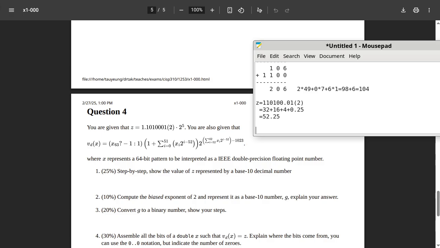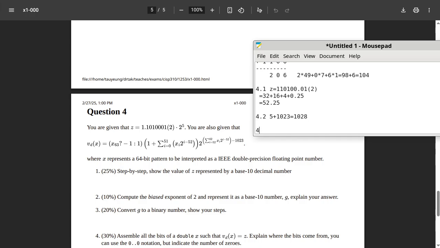That's for part 1. Part 2 is to compute the biased exponent of 2 and represent it as a base 10 number and explain it. Well, this one is just looking at the 5 here and saying, okay, 5 is unbiased. The bias amount is 1023, so the result is 1028.